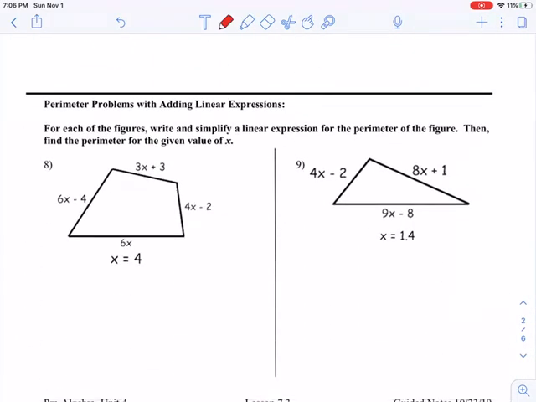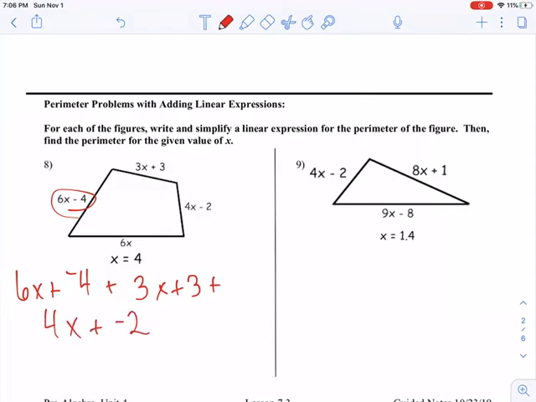Remember, perimeter is adding up all the sides in your shape. So let's do number 8 there. You have a 6x plus negative 4. I changed that right there. That's a yucky negative there. Then you have a 3x plus 3. You have a 4x plus negative 2. And you have a 6x.